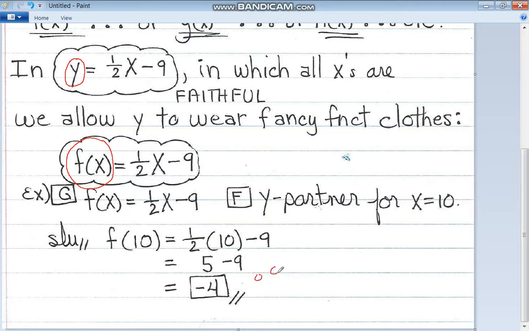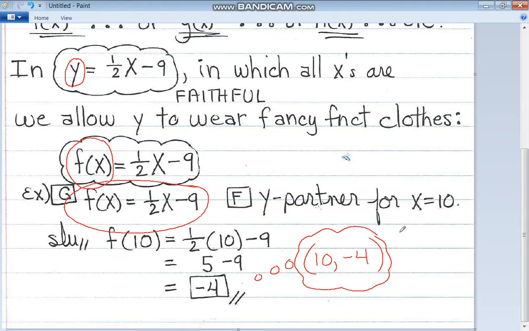So once again, we actually found an ordered pair in this function, but we don't have to say it because they just asked for the y partner. But we did find that when x is equal to 10, y is equal to negative 4. So even though they didn't ask for this and we don't use it, we know that it's true now.